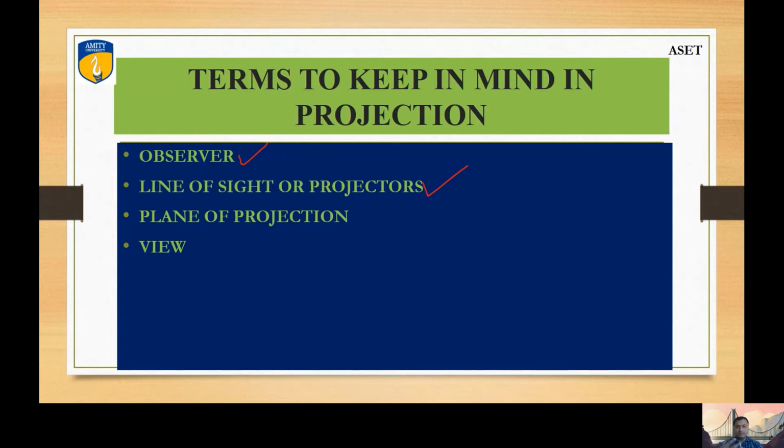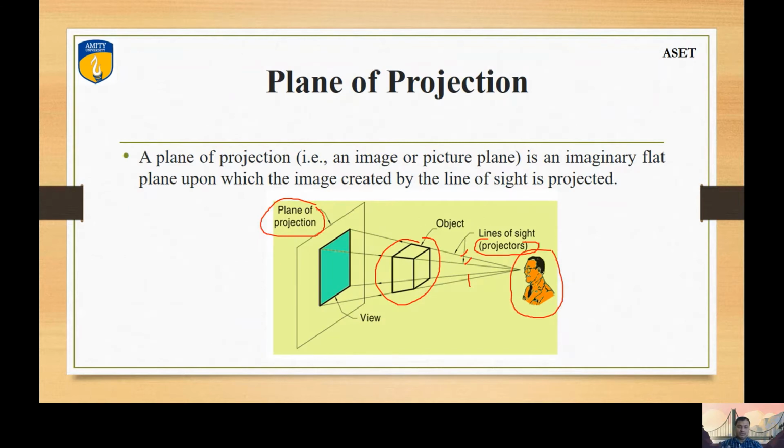So this is all about the projection. This is the concept of projection. Again, I'm repeating, when you see any object that is 3D, the projectors or the line of sight are falling on the object. At the back there is a screen. So the image or the view which is going to appear on the screen will be 2D in nature. This entire process is called projection, where you have converted a 3D object into a 2D image, right? And the image is called the view.